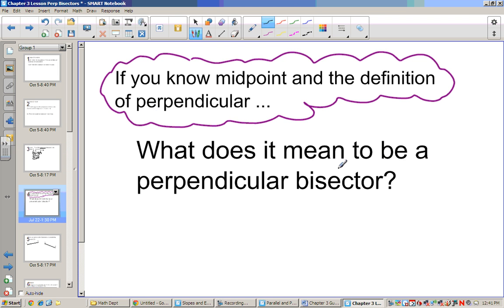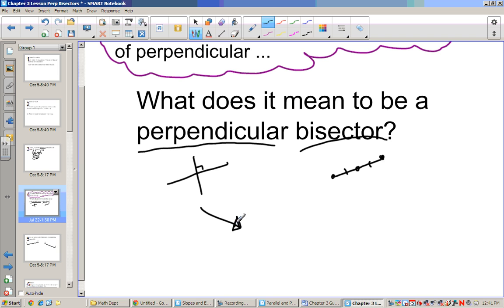Now to move forward, we need to know what the word perpendicular means, and then we need to know what the word bisector means, and then we need to put those together. Perpendicular is when two lines cross at 90 degrees. A bisector is something that cuts an angle in half, or a line segment, but in this case, line segment. So a perpendicular bisector, if we put these two things together, we're going to have a segment, we're going to have a midpoint, and then the line is going to cross at 90 degrees.